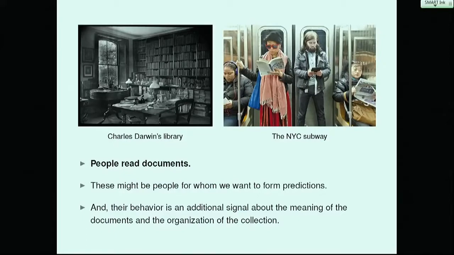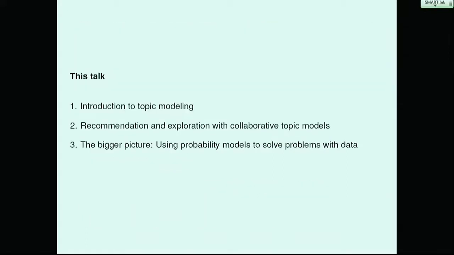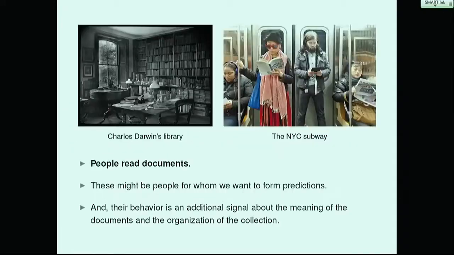And so what I want to talk about is what's called collaborative topic modeling, where we take data like this, what these people are reading and what Charles Darwin is reading, and use it with the text to learn something about both the documents and the people.